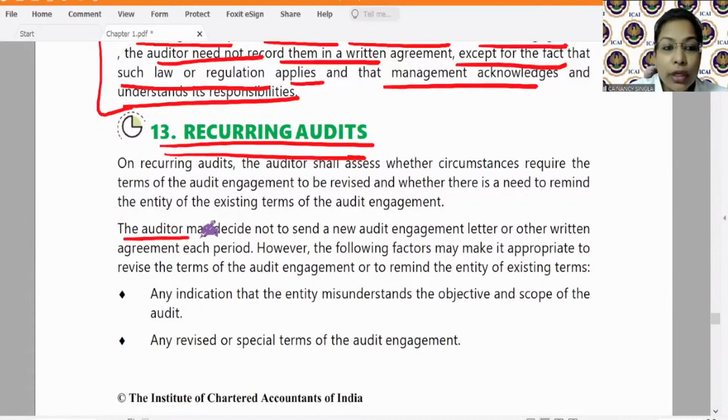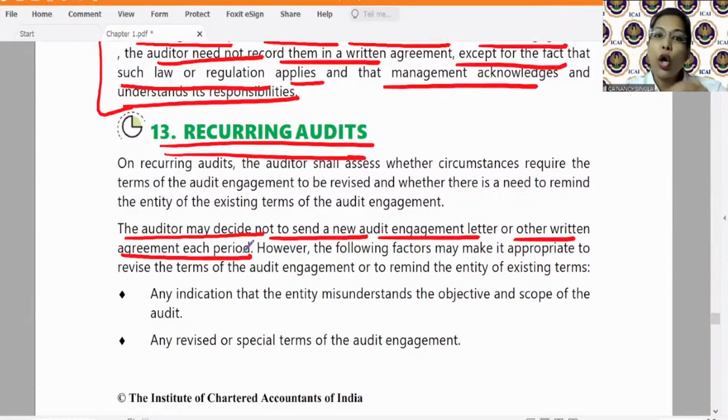The auditor may decide not to send a new engagement letter or other written agreement each period unless and until the auditor feels that there is a requirement to revise the terms of engagement or to remind the management of the terms of engagement. So there is no need to send it again and again unless and until the auditor feels that it is necessary. Now, under what circumstances will it be necessary?